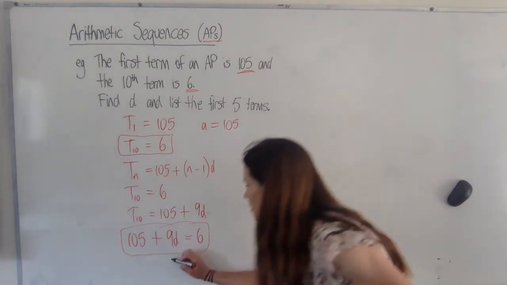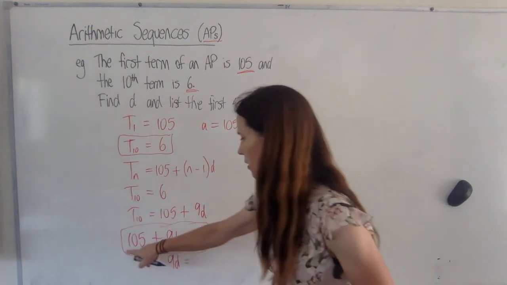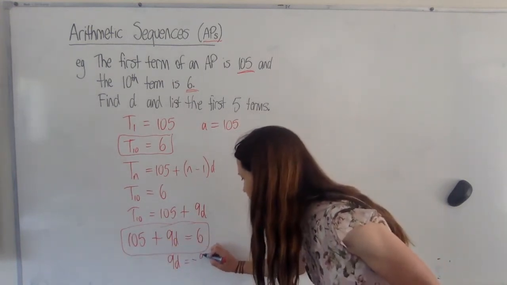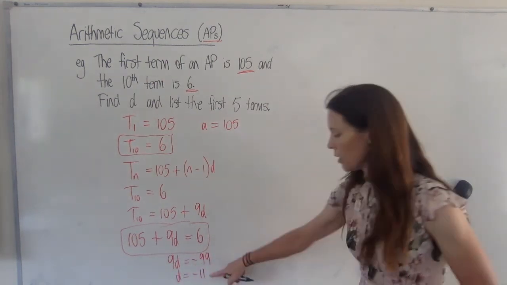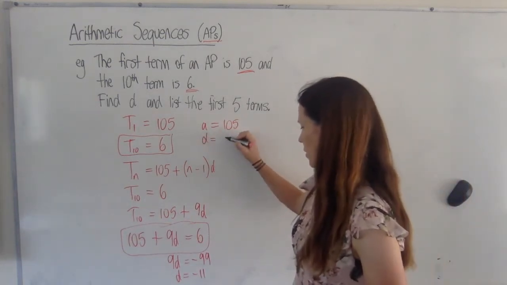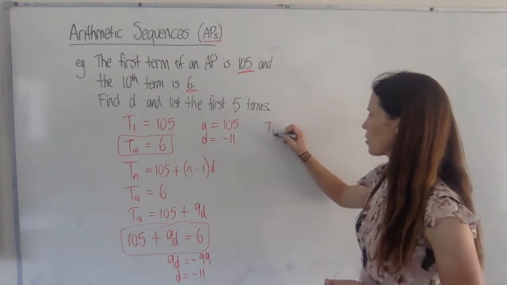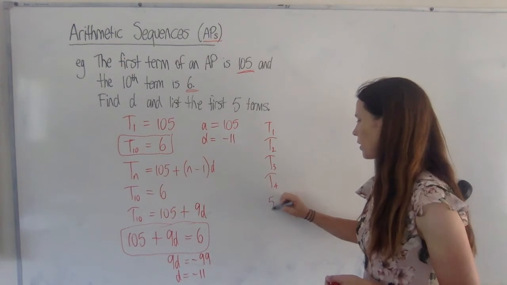Now that we're here, we can solve it. 9D is equal to, or we've got 6 minus 105. So we've got minus 99. So then D must be minus 11. So that gives away everything. If we know A, and now we know D, we can write any term. So the first term, we know the second, the third, the fourth, and the fifth.